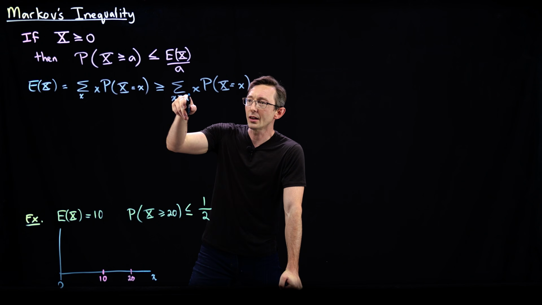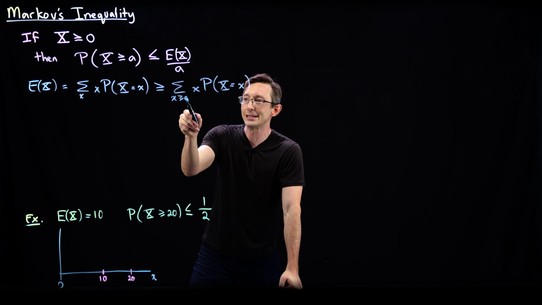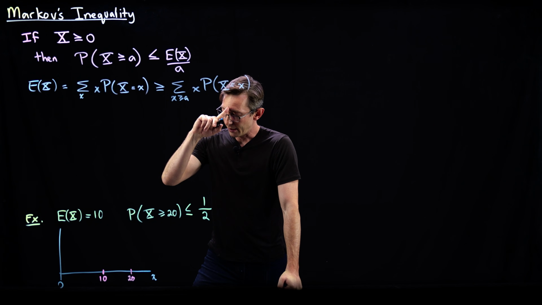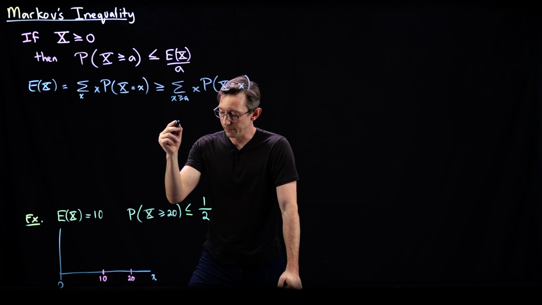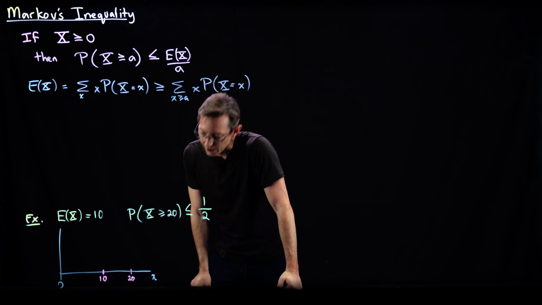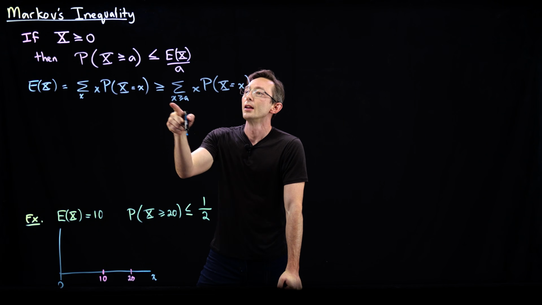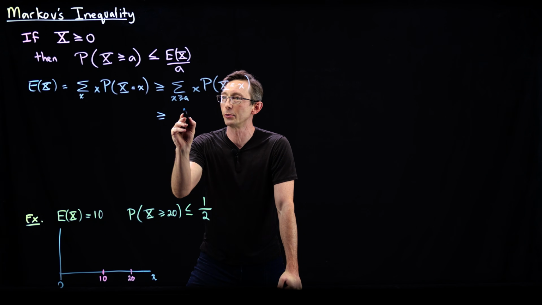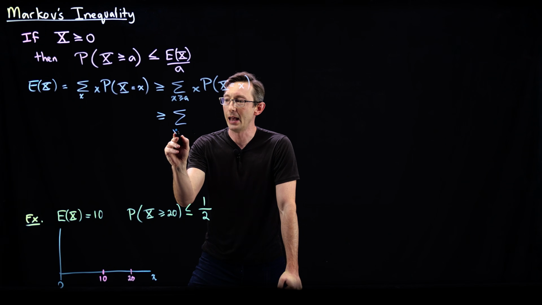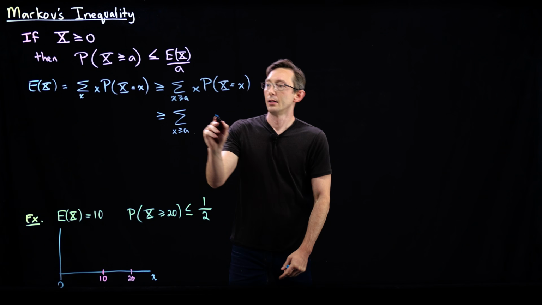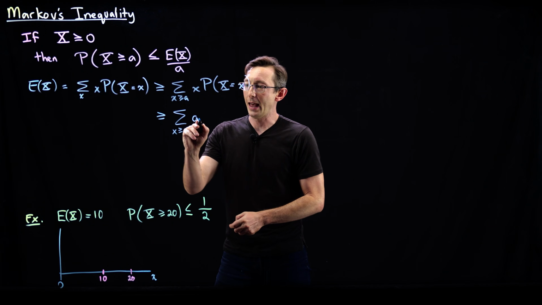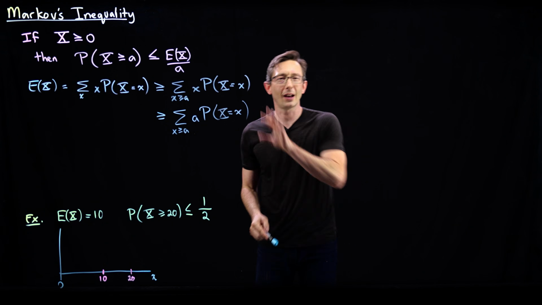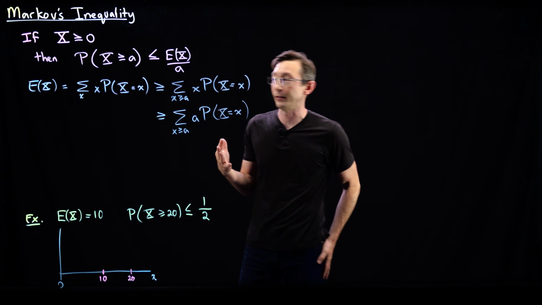And this expression here, if x is bigger than or equal to a, this is also greater than or equal to the same sum over x greater than or equal to a, if I replace this x with an a, times the probability of x equal x. I'm going to write this out, and then we're going to double check that every step makes sense.